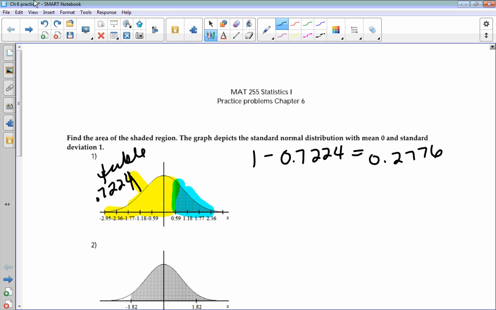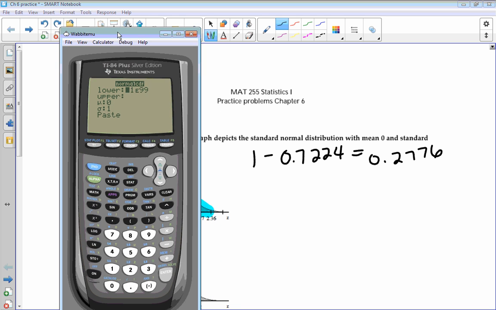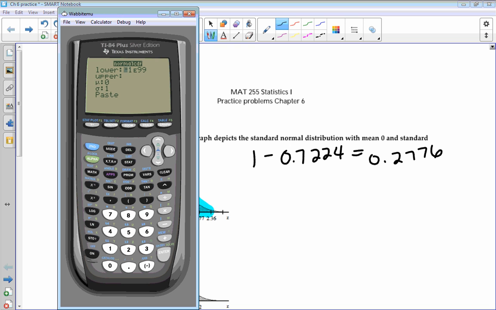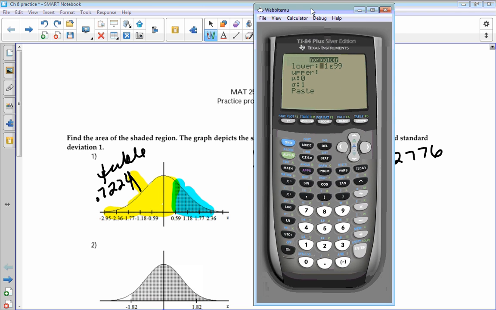The other way, of course, that we can find the area under the curve is to use our technology. So with our calculator, I'm just going to move it over here so we can look at our picture. I'm going to use my distribution. So second distribution, I'm going to come down to normal curve. I'm going to choose number 2.